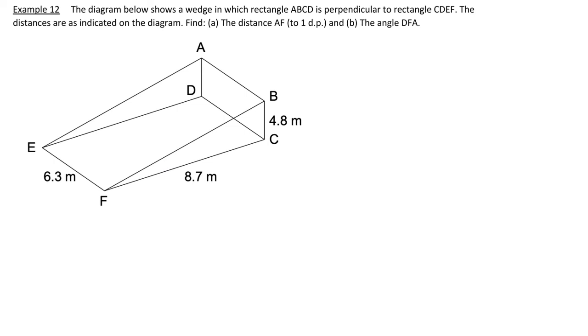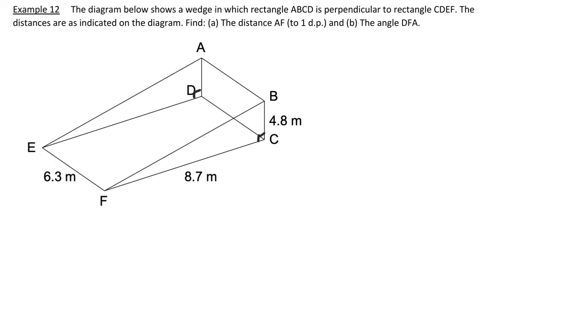Example 12: the diagram below shows a wedge in which the rectangle ABCD is perpendicular to the rectangle CDEF. So we've got this base, or the back of the wedge, is perpendicular to the base. So we could show a right angle at D and at C. Find the distance AF and the angle DFA.